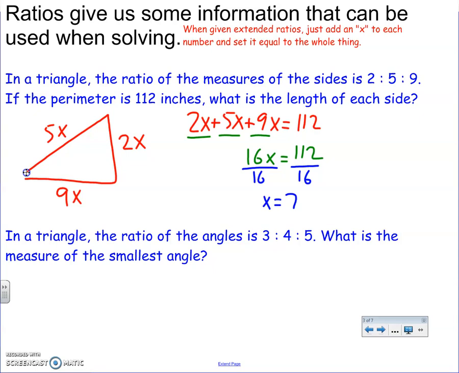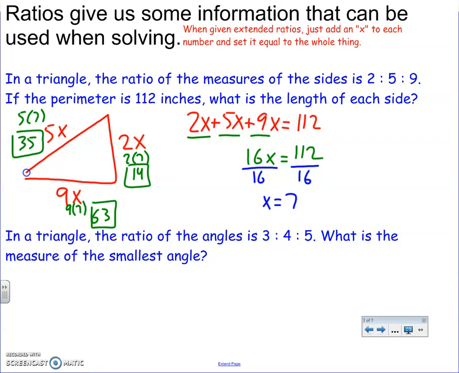So, 2 times 7, that is 14. 9 times 7, that is 63. This one's 14, this one's 63. And this one, 5 times 7, that's 35. Now if I add all those up, 35 inches plus 14 inches plus 63 inches, I will get 112 inches.